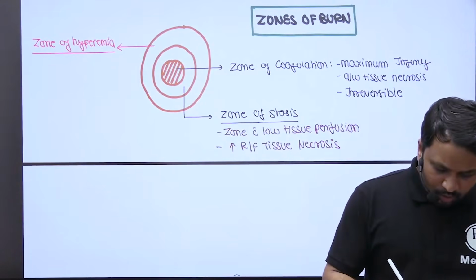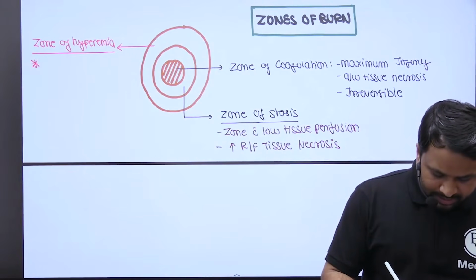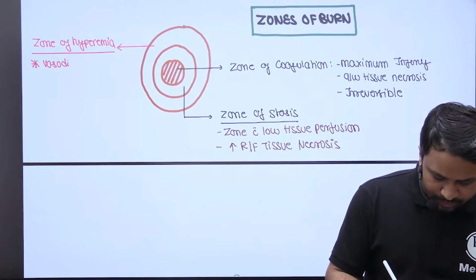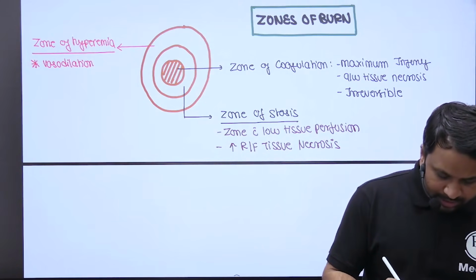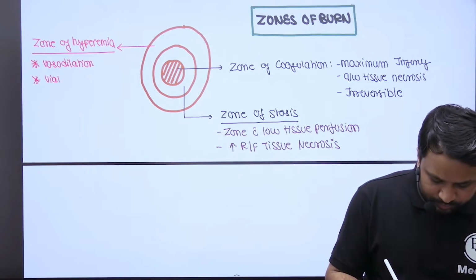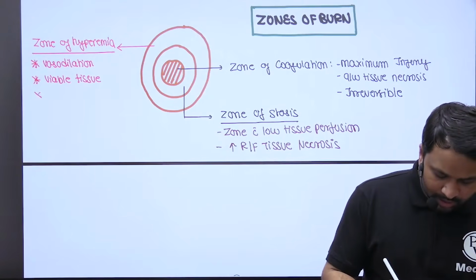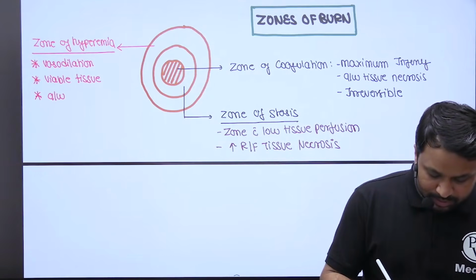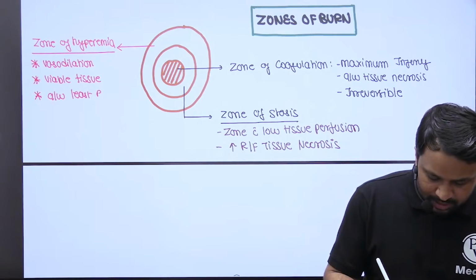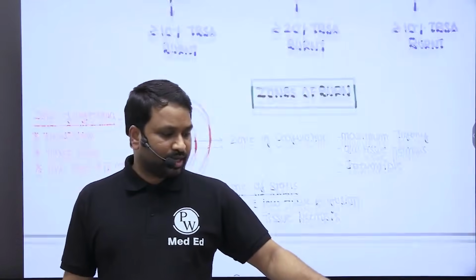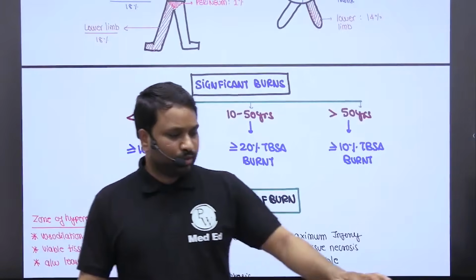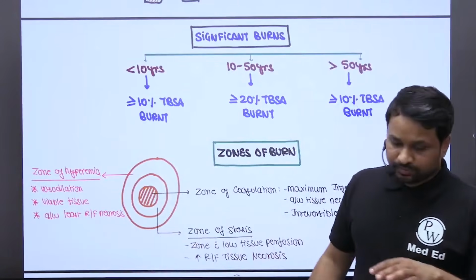Zone of hyperemia is associated with vasodilation. It usually consists of viable tissue, and this zone is associated with the least risk for necrosis. Okay? So this is what you are going to write in burns, that is the significant burn, and then you have the secondary component, that is the Wallace rule.